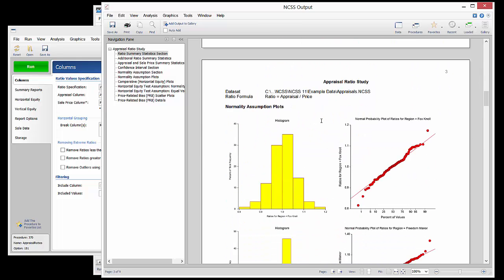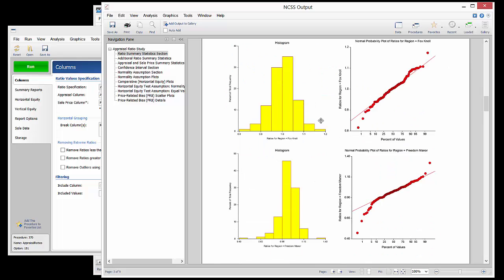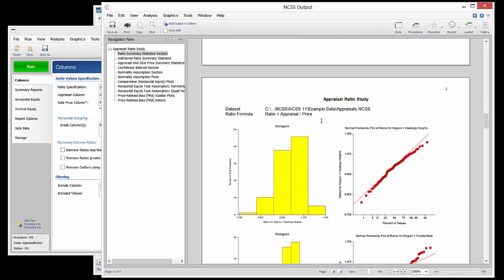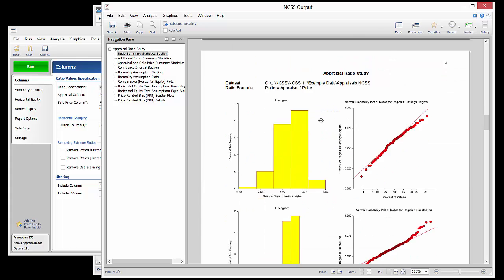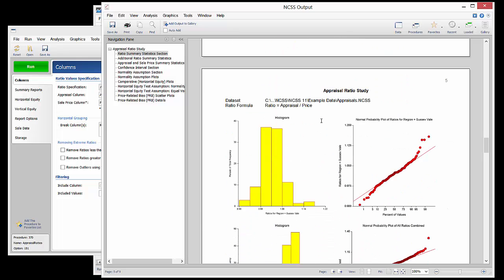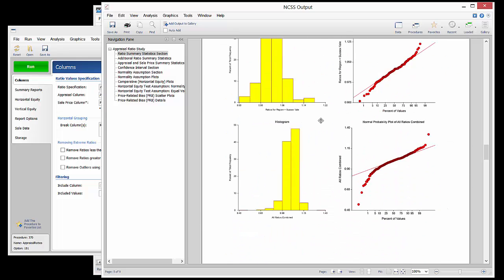Histograms and normal probability plots can also be used to determine departures from normality. On a probability plot, a normal distribution is indicated by the points roughly following the diagonal line. The normality tests and plots show that the Fox Knoll and Hastings Heights neighborhoods tend toward normality, while the remaining neighborhoods and the combined group are non-normal.